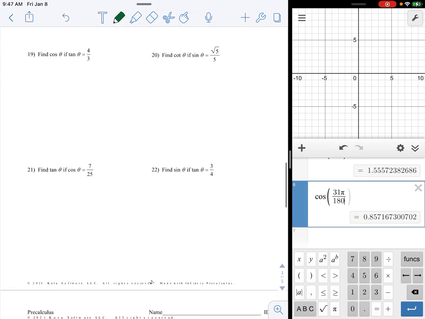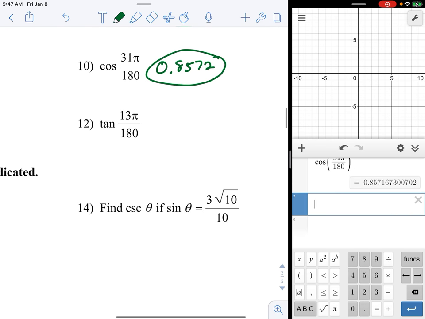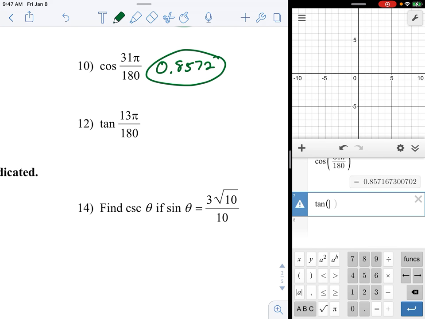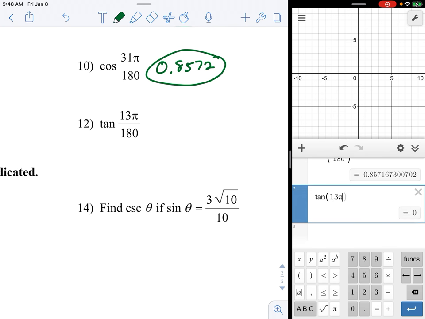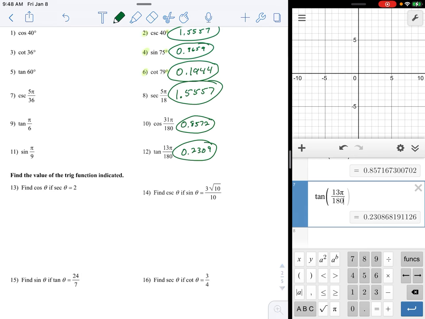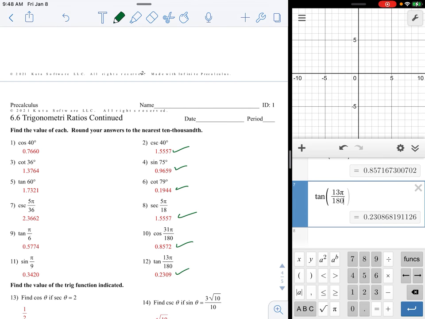8572, there it is. And last but not least, number 12 is a tangent problem. So function, where's tangent? Right there in the middle. Tangent, 13 pi over 180, 0.2309. Again, follow rules of rounding. Make sure you round off correctly, 4 decimal places.